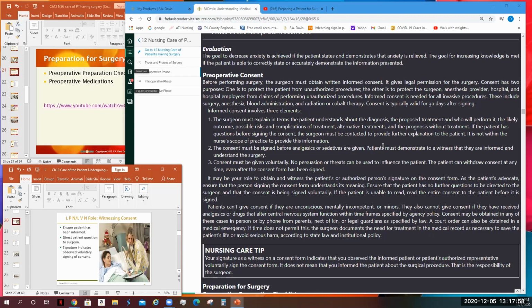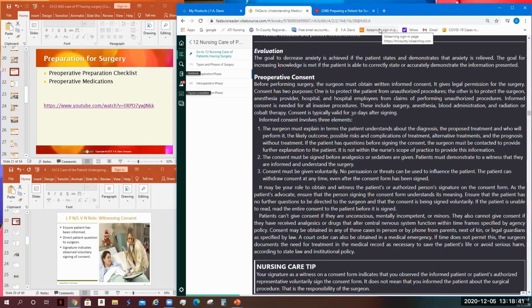Preoperative consent. Before performing surgery, the surgeon must obtain written informed consent. It gives legal permission for the surgery. Consent has two purposes. One is to protect the patient from unauthorized procedures. The other is to protect the surgeon, anesthesia provider, hospital, and hospital employees from claims of performing unauthorized procedures.